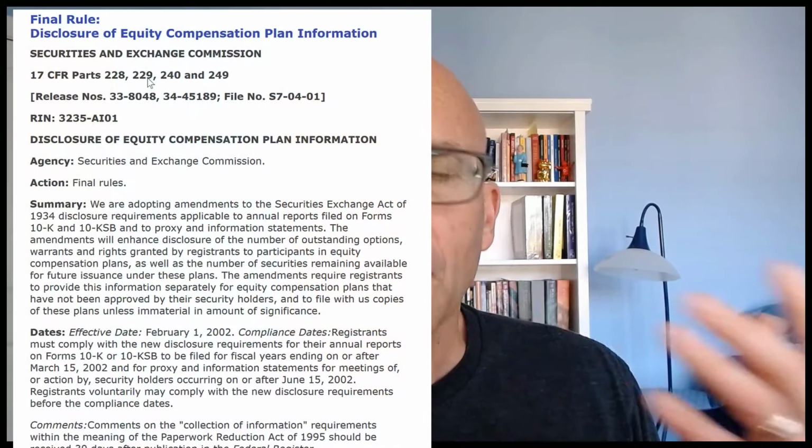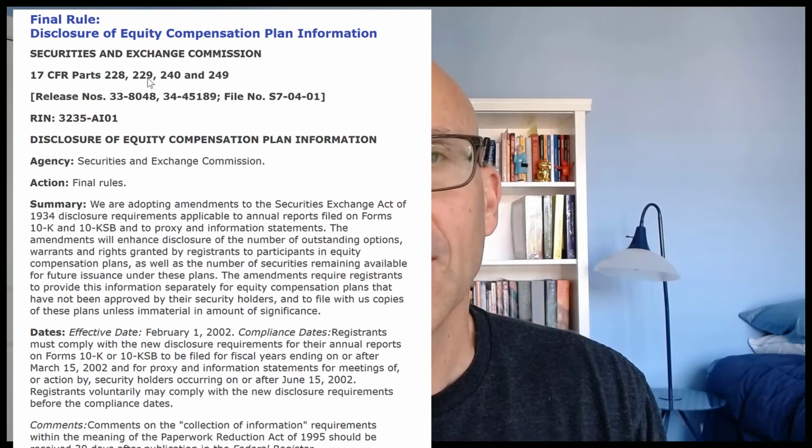So what do you disclose? When Item 201(d) was adopted, the SEC stated in its 2001 adopting release that you must include all of a company's compensation plans in effect as of the end of the company's last fiscal year that have equity awards. That includes any individual compensation arrangements under which equity is authorized for issuance.